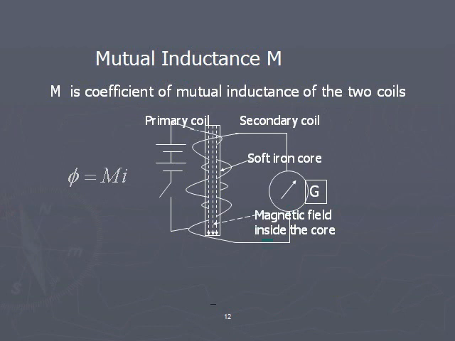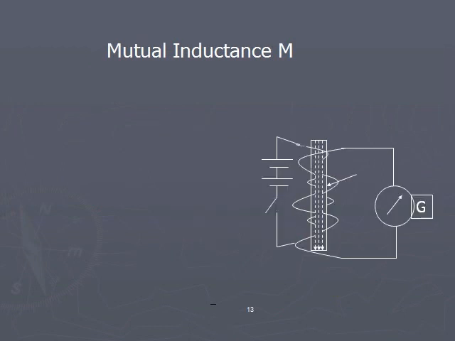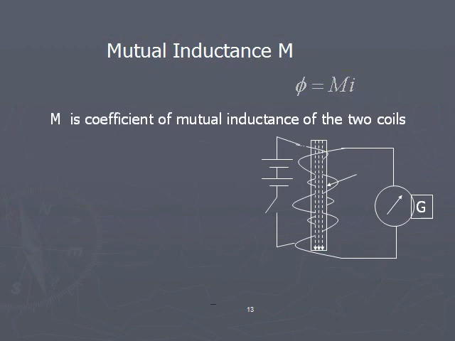Now, whenever current is passed through the primary coil by closing the battery, a magnetic field is created. That magnetic field is represented by the dotted lines. Now, the secondary coil can be considered as though it is situated in the magnetic field created by the first coil. So, a flux is linked with the secondary coil because it is situated in a magnetic field. That flux is represented by phi.